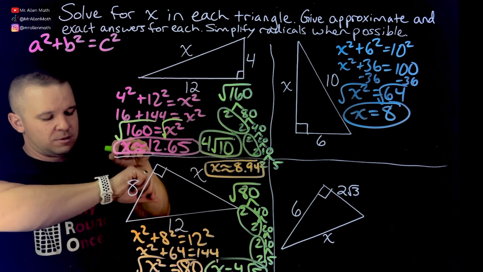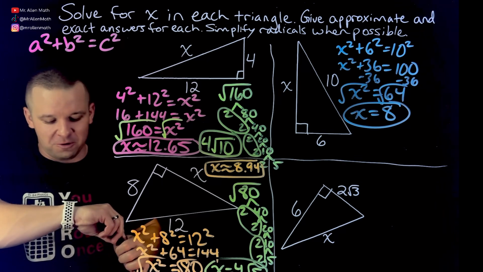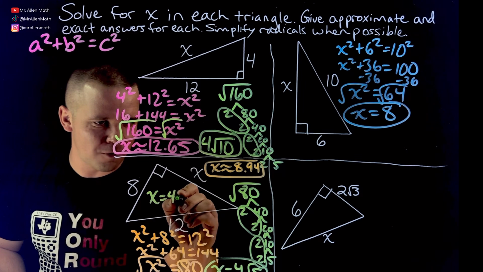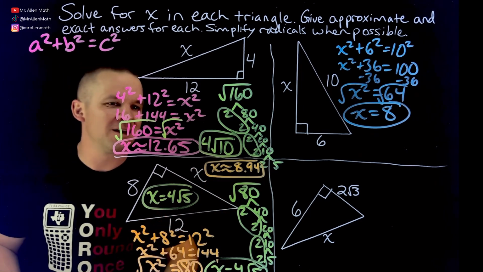Hello, Mr. Watch. It's not showing me right now. Hopefully it's there. x equals 4 root 5. I wish it would show up. And just in case it's not, x equals 4 square root 5 is my exact answer. There's my approximate. Okay, cool.